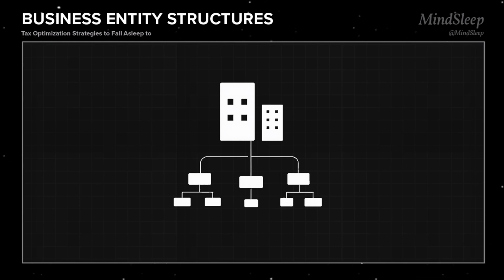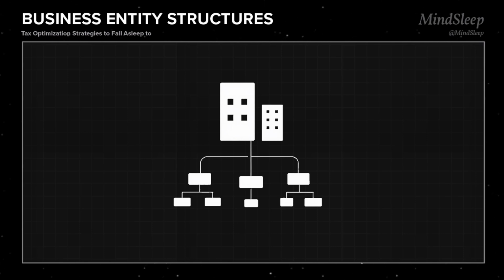In this structure, there is no legal distinction between the business and its owner. From a tax perspective, all business income is reported on the owner's personal tax return, subject to both income tax and self-employment tax. While this simplicity can be appealing, it also means the owner bears full personal liability for all business debts and obligations. Moving up in complexity, we encounter partnerships.